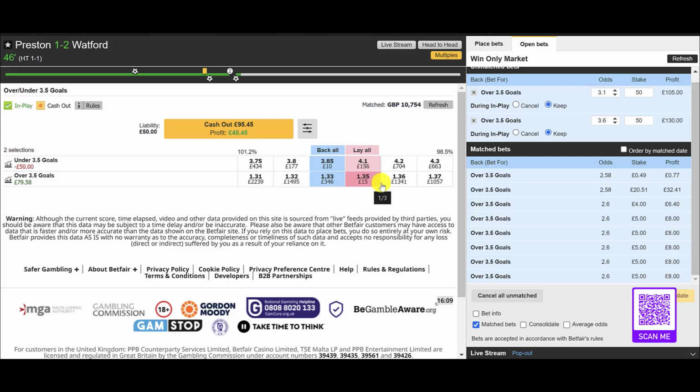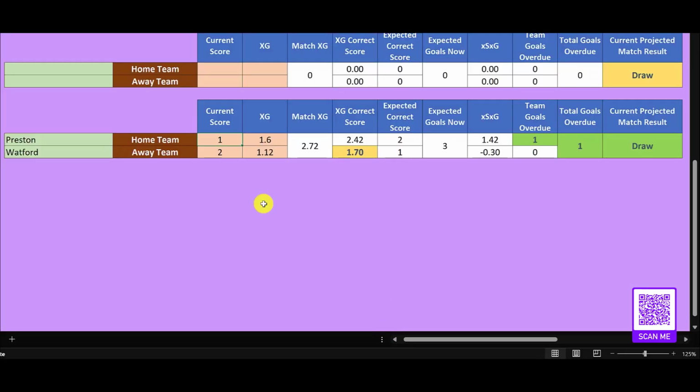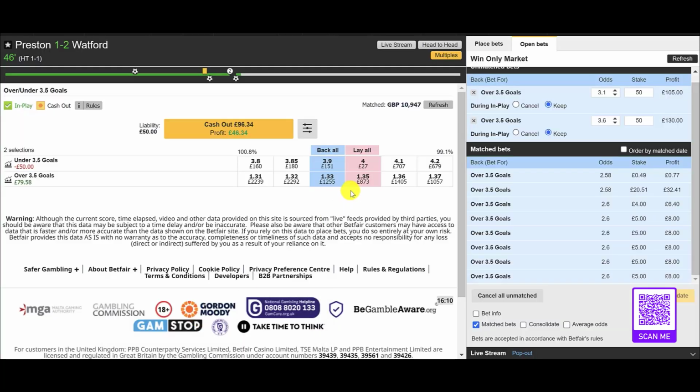This price has now gone in there to pretty much 1.36 to lay. And let me just show you, because I've updated the score on the sheet. So now we're in that position where total goals overdue is 1, and it's apparently due to Preston. But anyway, that's not really going to make a difference to us, because we're going to exit out.